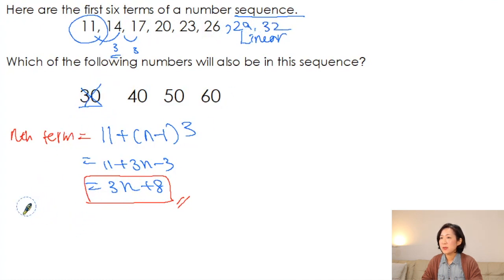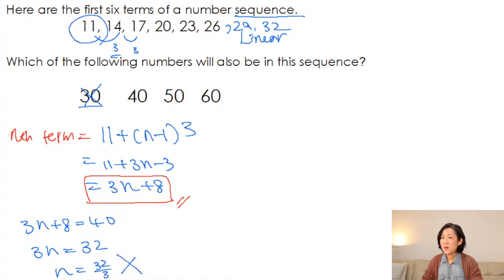Then how about 40? We can't keep writing down all the numbers, right? So now let's use our equation method. I'm going to say 3n plus 8 equals 40. Let's see if we can have a whole number as n. 3n is 40 minus 8, which is 32, and 32 divided by 3 is not a whole number, right? That means 40 is not in the sequence.